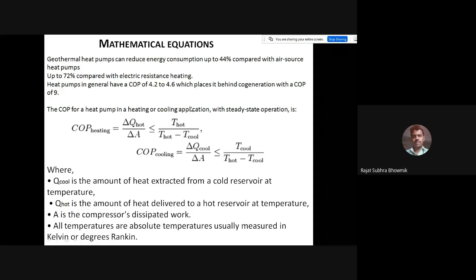Now the basic point is why we are using this: geothermal heat pumps can reduce energy consumption by up to 44% compared with air source heat pumps. That means normal air conditioning takes much more energy. It takes 40% less energy, and up to 72% less energy than electric resistance heating. And the COP of this heat pump is 4.2 to 4.6 in cases. And if we use a cogeneration system, its COP can be 9. So this is the basic thermodynamic equation for COP heating and cooling. I'm not going into that.